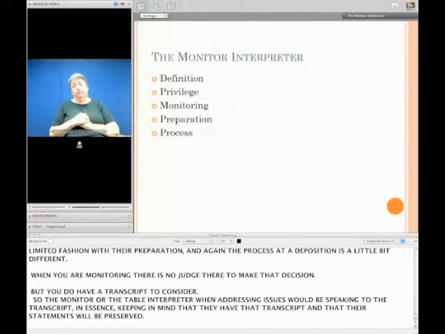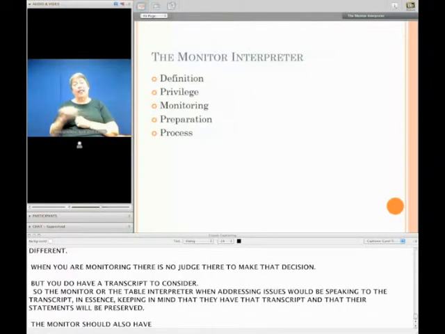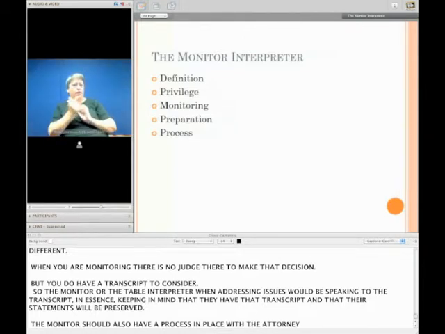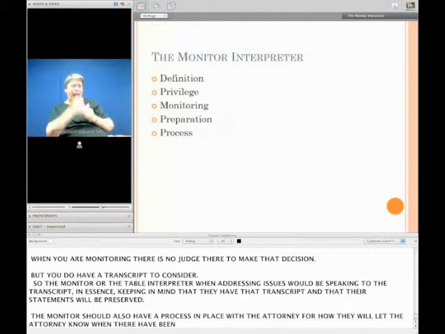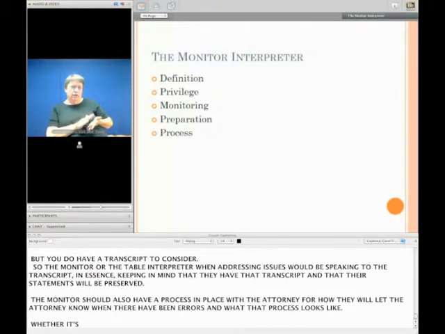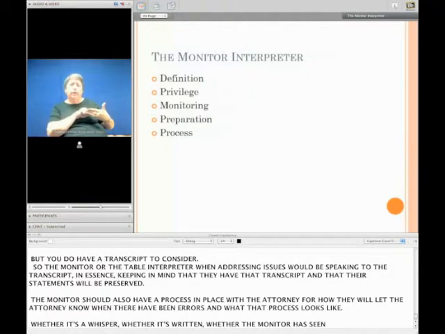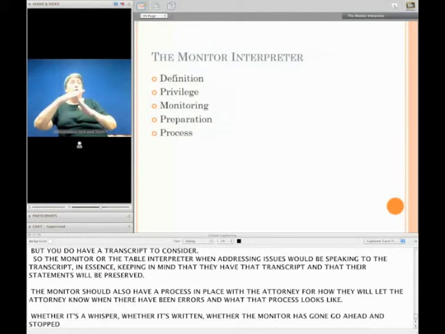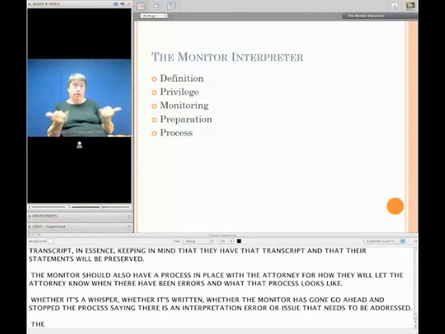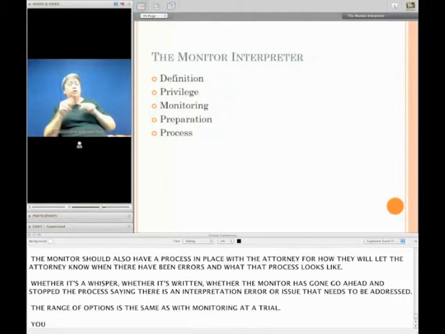The monitor should also have a process in place with the attorney for how they will let the attorney know when there have been errors, what that process looks like, whether it's a whisper, whether it's written, whether the monitor, I've seen, can just go ahead and stop the process and say there's an interpretation error or issue that needs to be addressed. The range of options is the same as with monitoring at a trial. You just have to talk to the attorney about them.